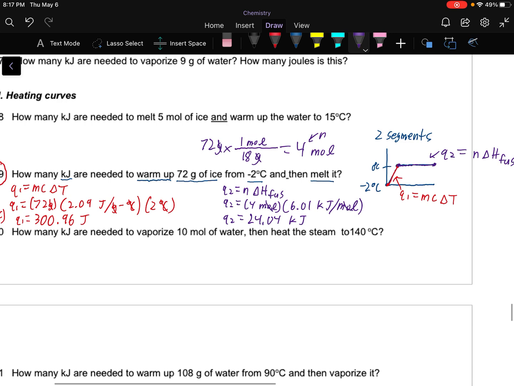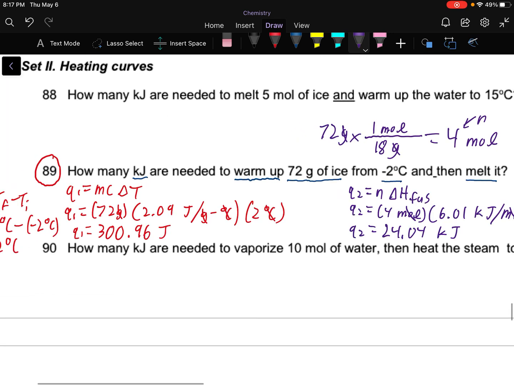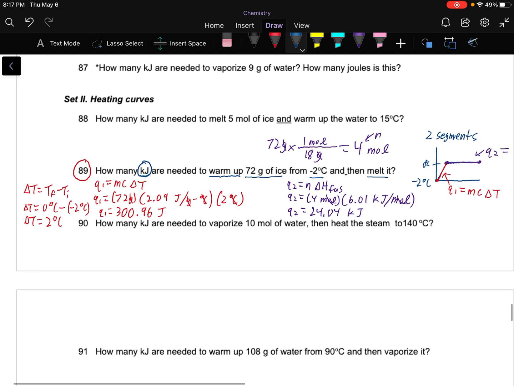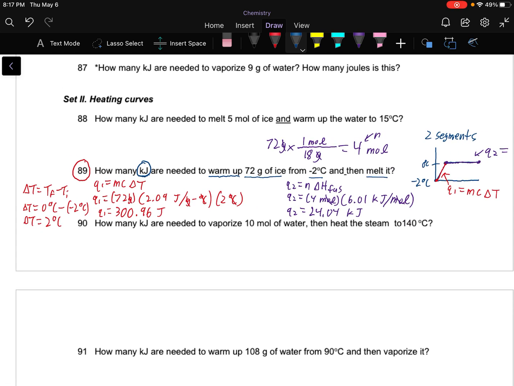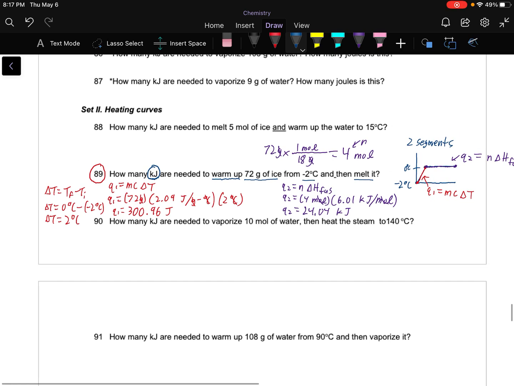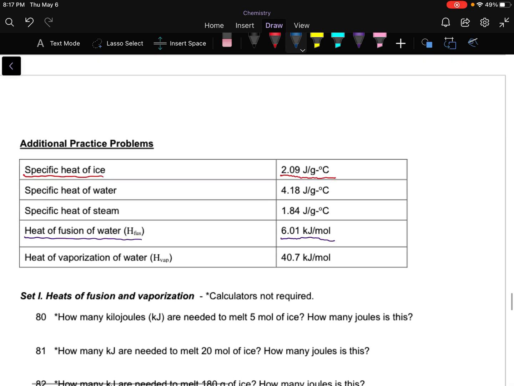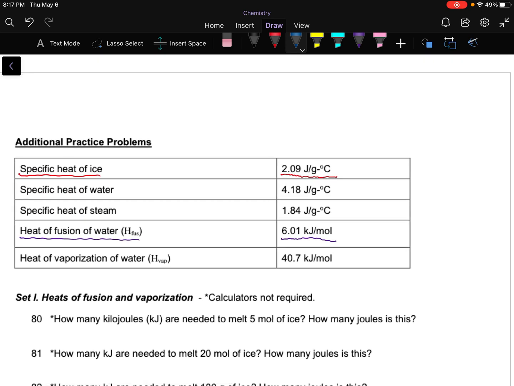Now, in order to find the total amount of heat needed, we'll just have to add Q1 and Q2. But be careful because the problem asks us for kilojoules. And so Q2 is fine because that's automatically in kilojoules, but Q1 is in joules. So for these types of problems, just watch out for the units, because over here they give you the specific heat in joules, and then for the heat of fusion, they gave it in kilojoules.